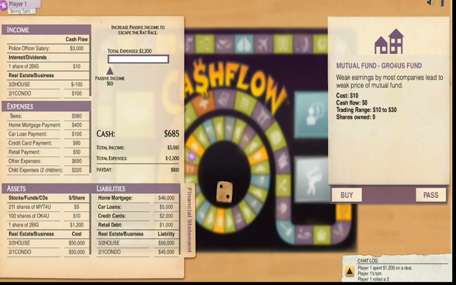Small cost 10, trading range between 10 and 30. So it's very good. It will not be less than 10. It's good. Okay, I just have 600, so I will buy.